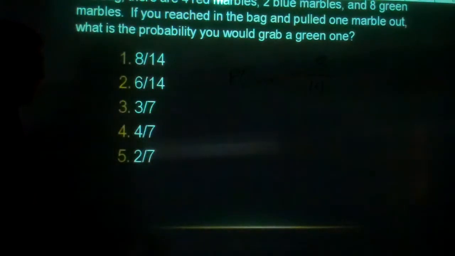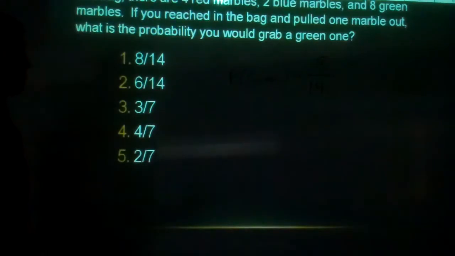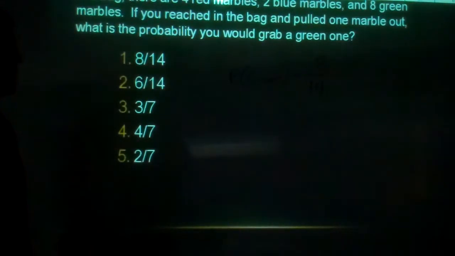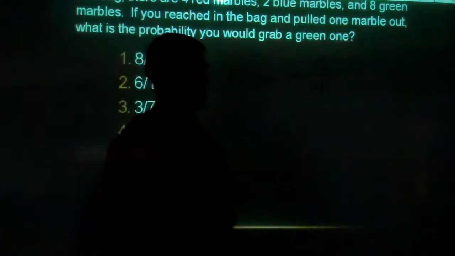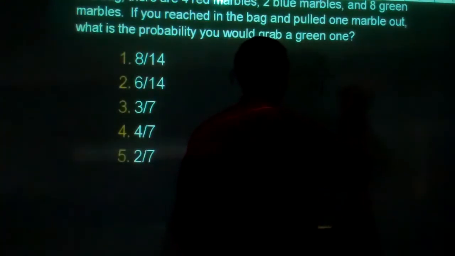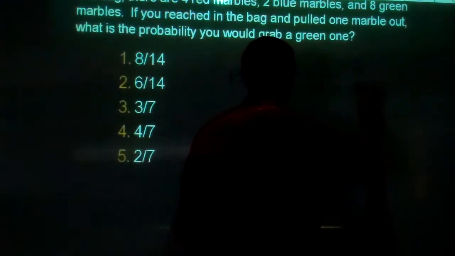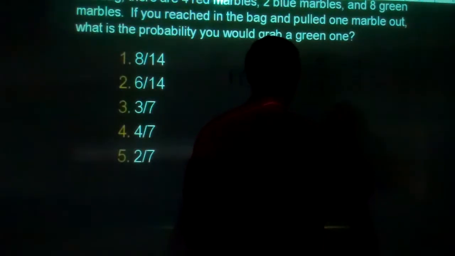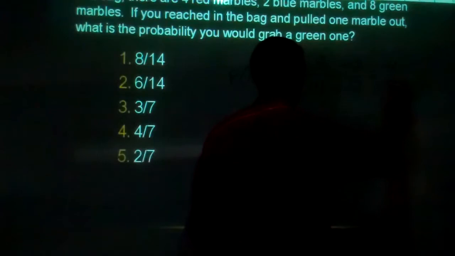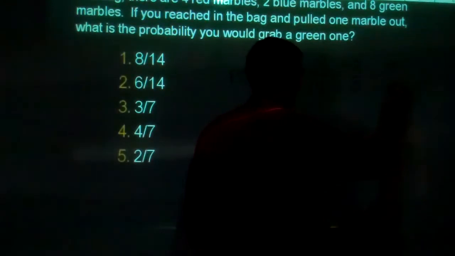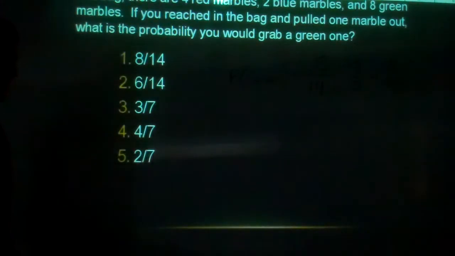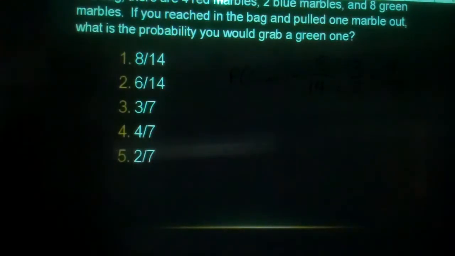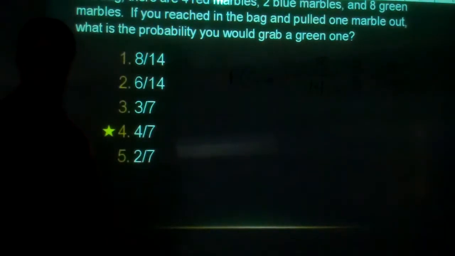Okay? 8 out of 14, that's the same probability as what we're looking for, but we want this to be reduced. So what goes into both? Well, for sure I know that 2 does. So 8 divided by 2 is 4. 14 divided by 2 is 7. And we see that 4/7 would be our probability here. So number 4 there. 4 out of 7 chance of getting a green one.